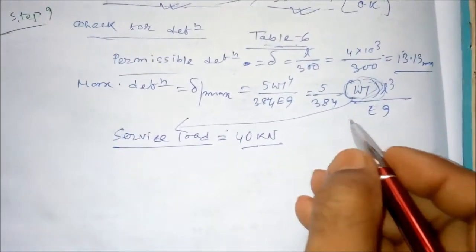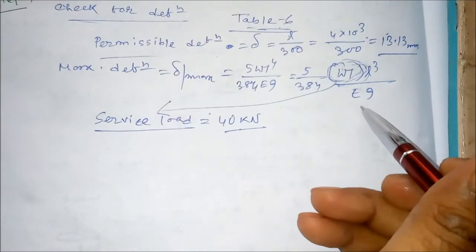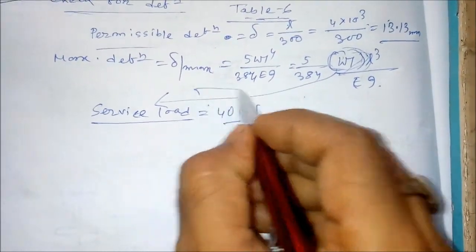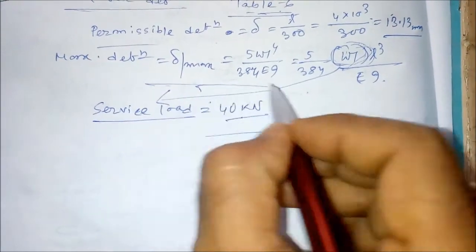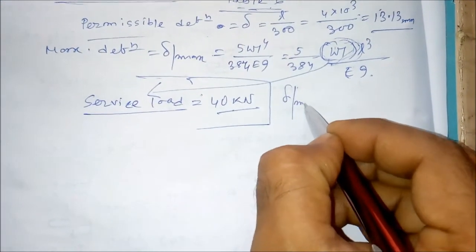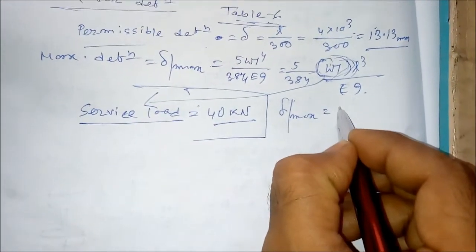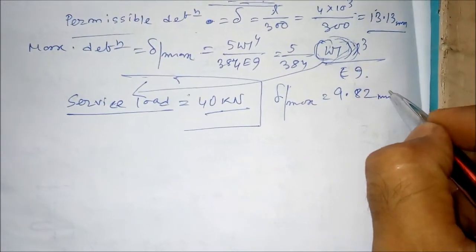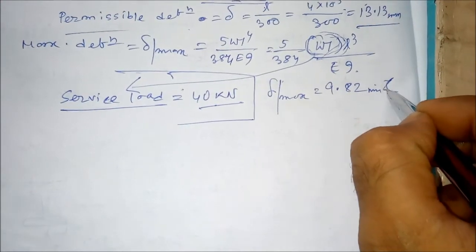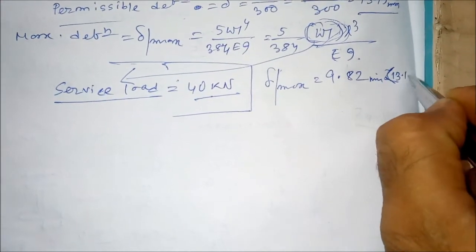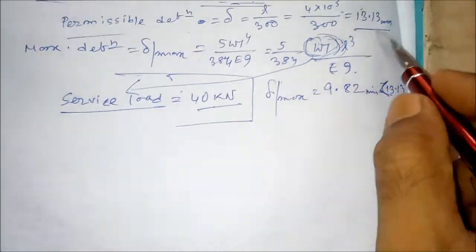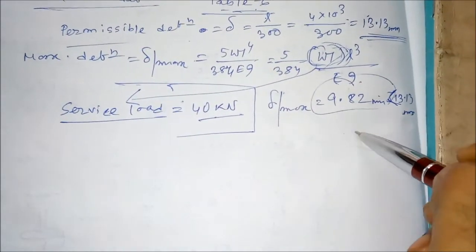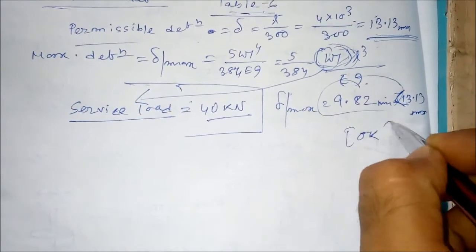factored load. If you put all the values, other values are known, EI, all the values are known. This delta max value is coming 9.82 millimeter. So you can see this is lesser than 13.13 millimeter, because this was our limitation. So this is within limitation, so obviously we can say this is okay.